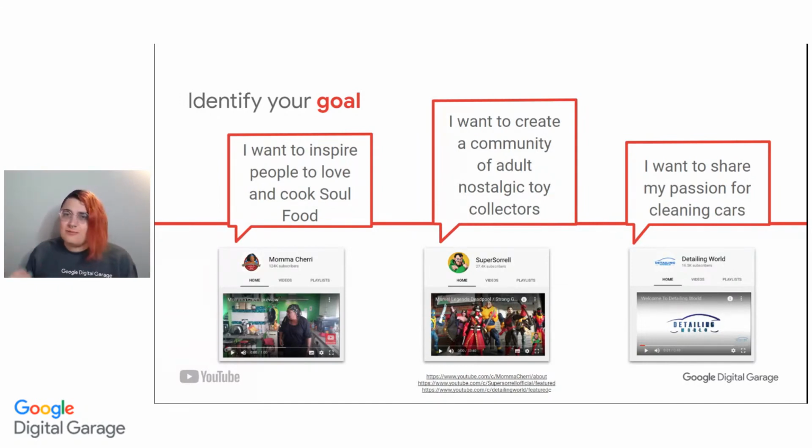So again, these are three different goals. Even if they were the same topic, if we said Mama Cherry wants to inspire people to love and cook soul food, but what if Super Sorrel was also a soul food creator, wants to create a community of adult soul food lovers, and Detailing World wants to share their passion for soul food. Even though they would all be the same basic subject of soul food, those are still three different channels, right? Three different channels with three different goals. So the videos are likely to be quite different. That's important to remember.